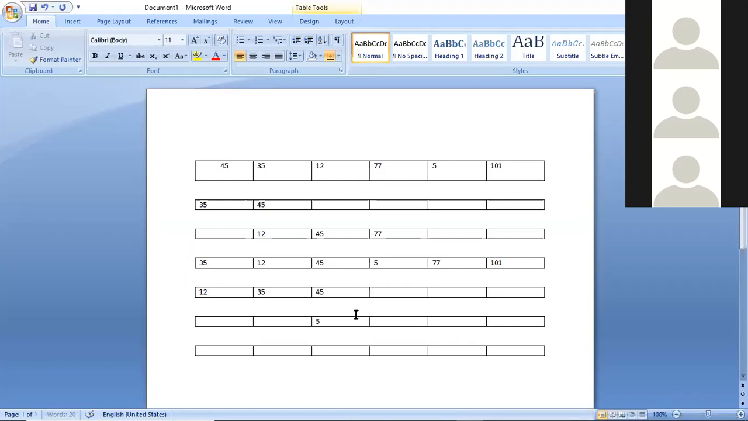45 goes to the fourth position. Wherever swapping is needed, I am writing here. So 5 here, 45 here. The remaining numbers are as they are. Is there any change? No change. So what is the position we had after swapping? 12 here, 35 here, 5, 45.